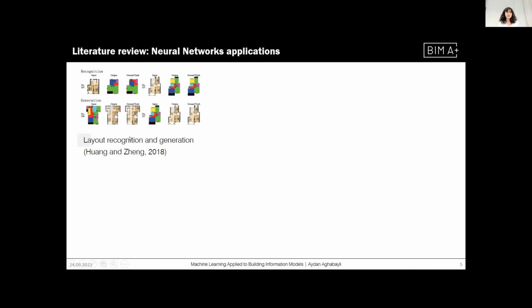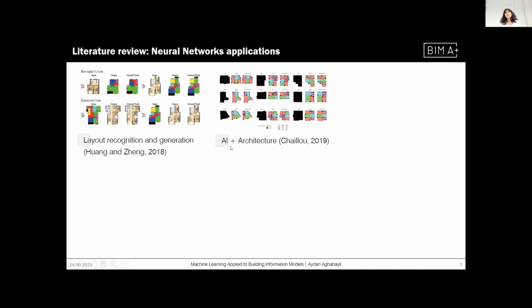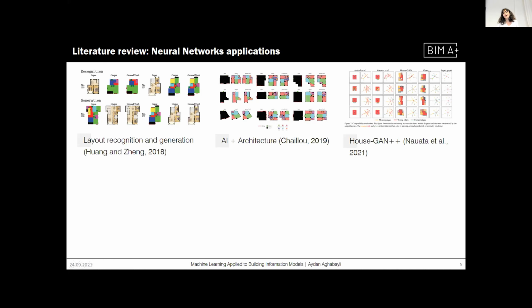Here we can see some examples. This is an example of layout generation and recognition from the image, where the neural network application was used. It is a similar approach of automatic generation of layout from the footprint of the building as an input. One more similar approach here, where also connectivity graph was implemented as an additional input.